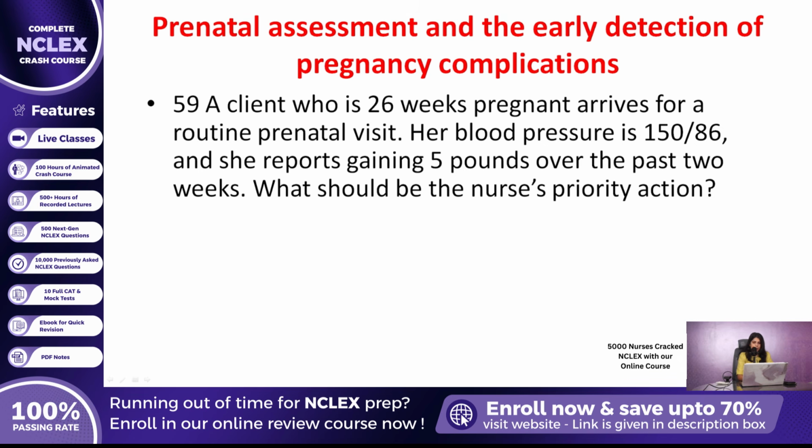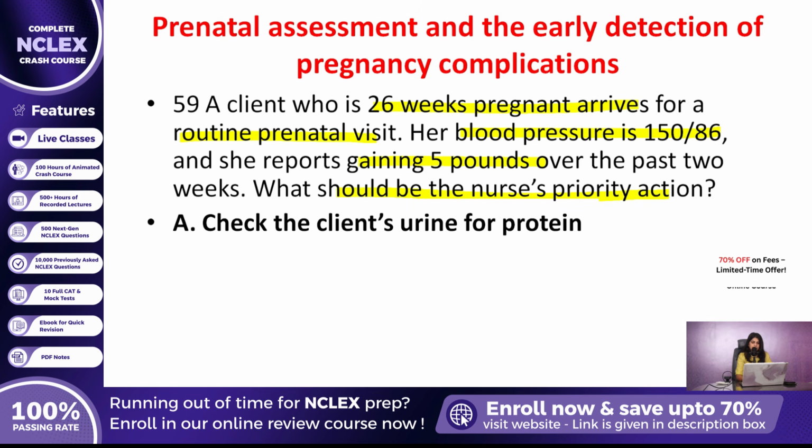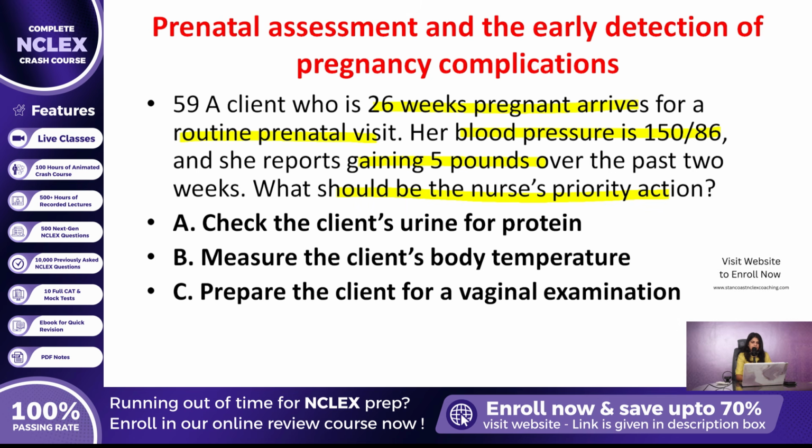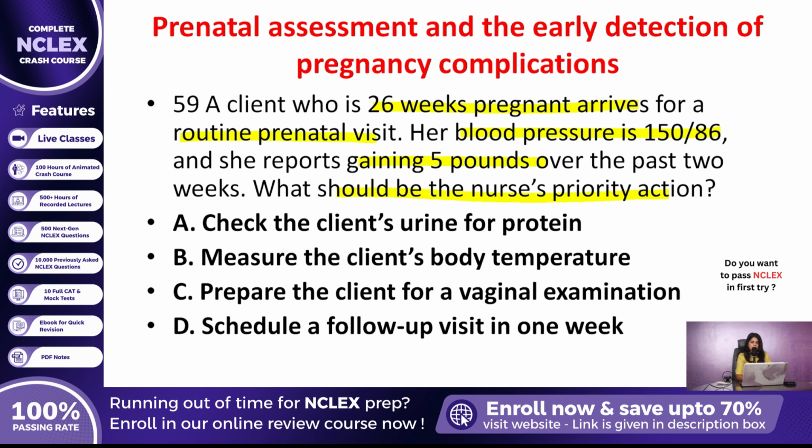Now let us proceed to question number 59, which focuses on prenatal assessment and the early detection of pregnancy complications. The scenario states, a client who is 26 weeks pregnant arrives for a routine prenatal visit. Her blood pressure is 150/86, and she reports gaining 5 pounds over the past 2 weeks. What should be the nurse's priority action? The options are A. Check the client's urine for protein. B. Measure the client's body temperature. C. Prepare the client for a vaginal examination. D. Schedule a follow-up visit in 1 week.